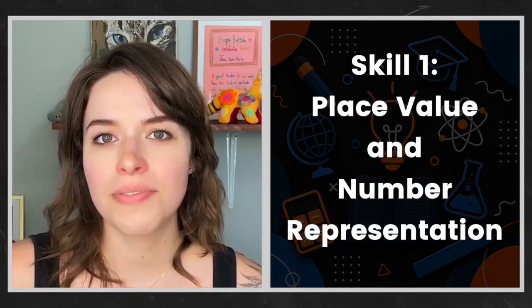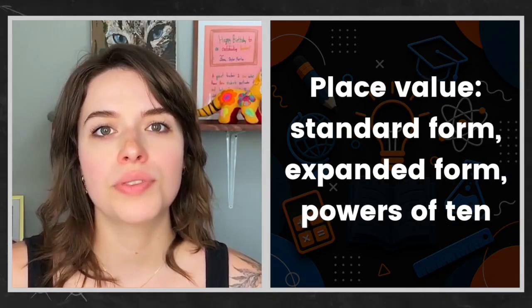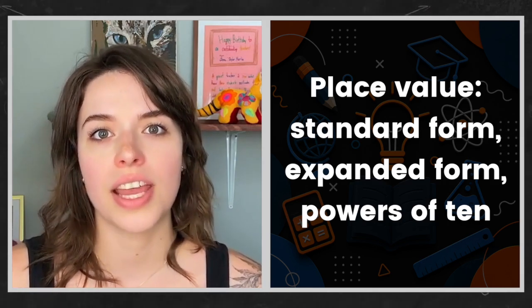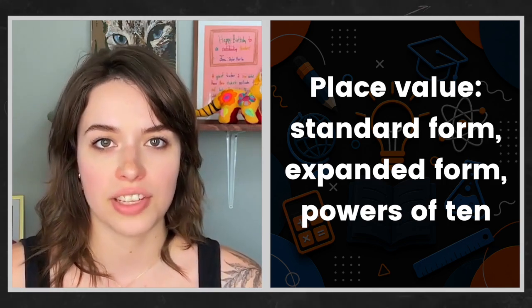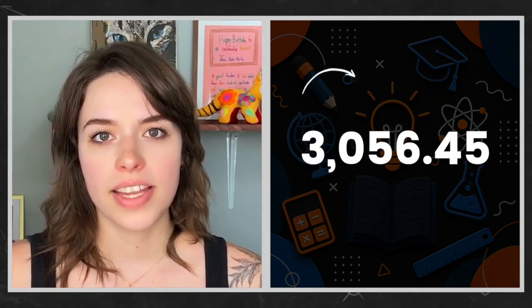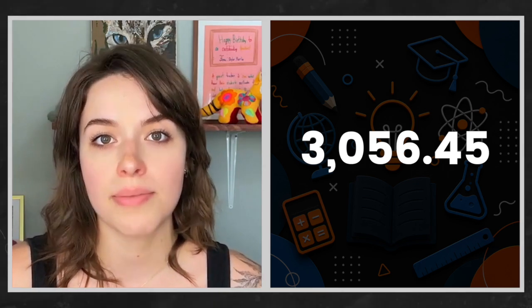Skill 1, place value and number representation. You'll need to be able to move fluidly between standard form, written form, and expanded form, and understand what each digit's position actually means. For example, 3056.45. The digit 5 in the tens place has a value 10 times greater than the same digit 5 in the ones place. Questions also test powers of 10 and how the value of a digit changes as you move left or right across the decimal point.